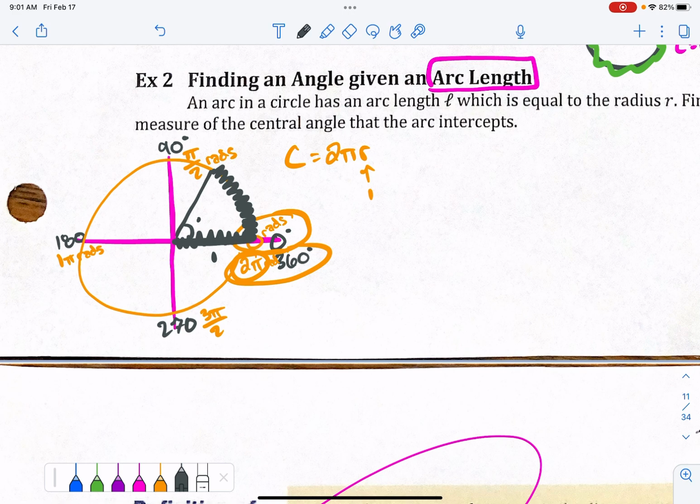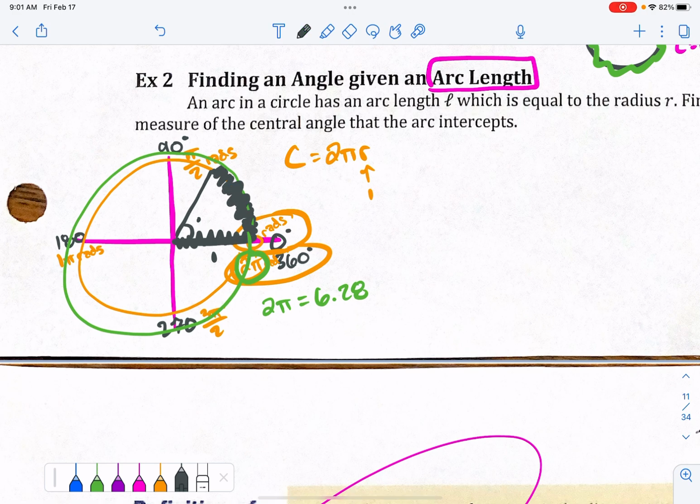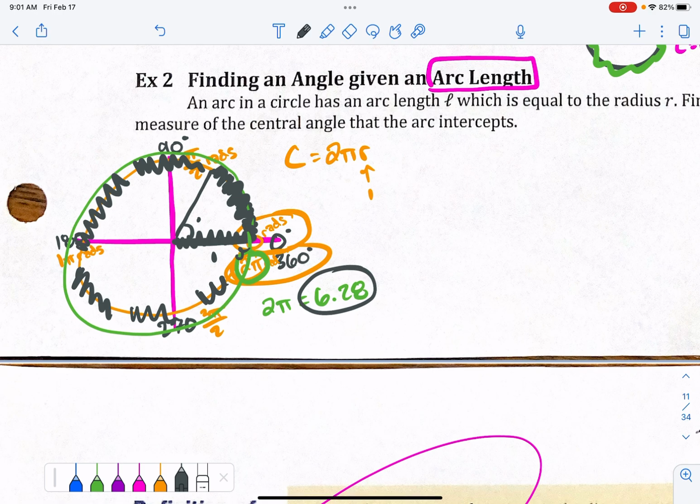And what it actually equals out to is that around the circle we said was 2 pi, right? And 2 pi as a decimal is 6.28. That means that around the circle, this is one chunk. Here's another chunk. Here's another chunk. Here's another chunk. There are actually 6.28 of those chunks all the way around the circle, right? That's what makes it 2 pi. There are 6.28 lengths of the radius, however far the radius is, all the way around the circle, okay?